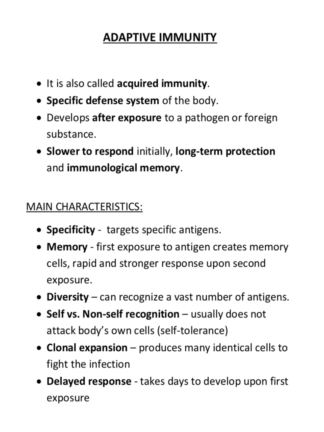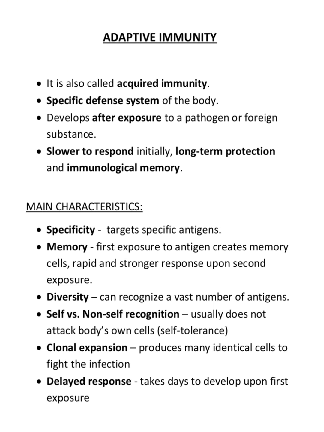Let us see what are the main characteristics of adaptive immunity. Specificity. Adaptive immunity targets specific antigens. Now, how do they do this? They target specific antigens using unique receptors on B and T lymphocytes. So each lymphocyte recognizes only one specific antigen.